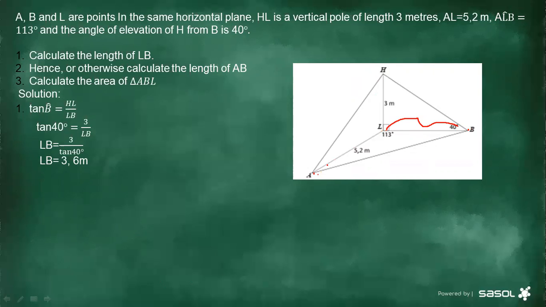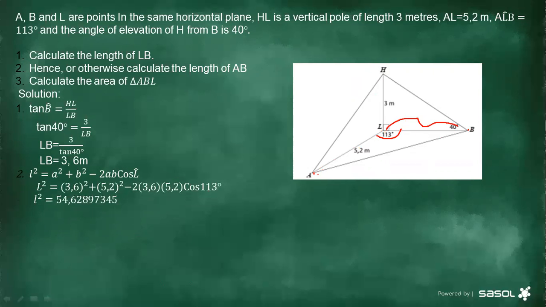We have just determined LB. We also have AL, and the angle between those two given sides. Therefore, we are going to use the cosine rule. You write the formula, substitute, and press your calculator. Because it's AB squared, we need to get rid of the exponent 2 by putting a square root on both sides. The answer is 7.4 meters. The length of AB is 7.4 meters.